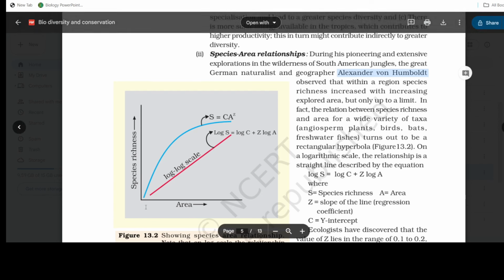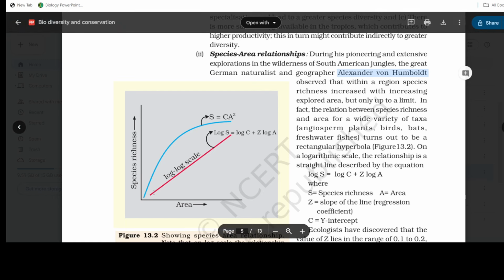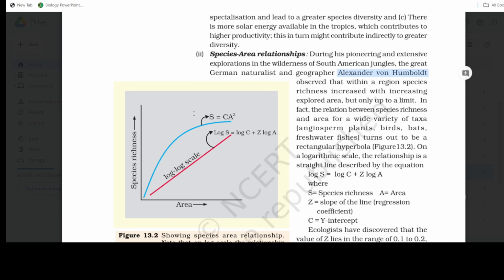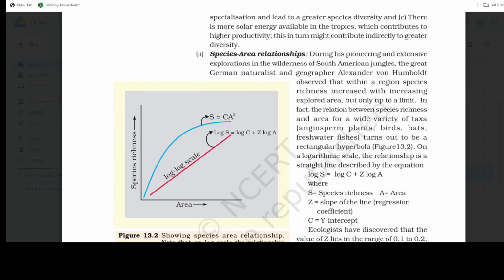The relationship is a straight line described by the equation log S = log C + z log A, where S is the species richness, A is the area, Z is the slope of the line, that is a regression coefficient, and C is the y-intercept. And this formula is important, okay? For that rectangular hyperbola, you get this formula: S = C A raised to z.